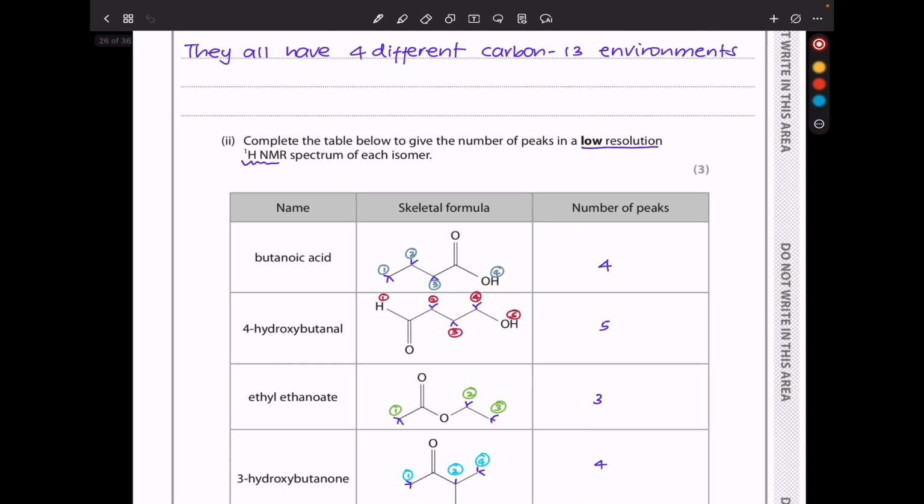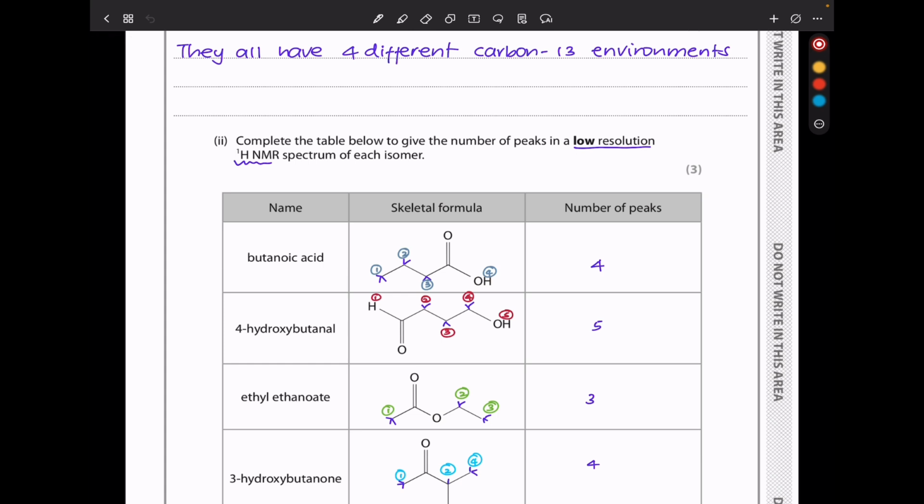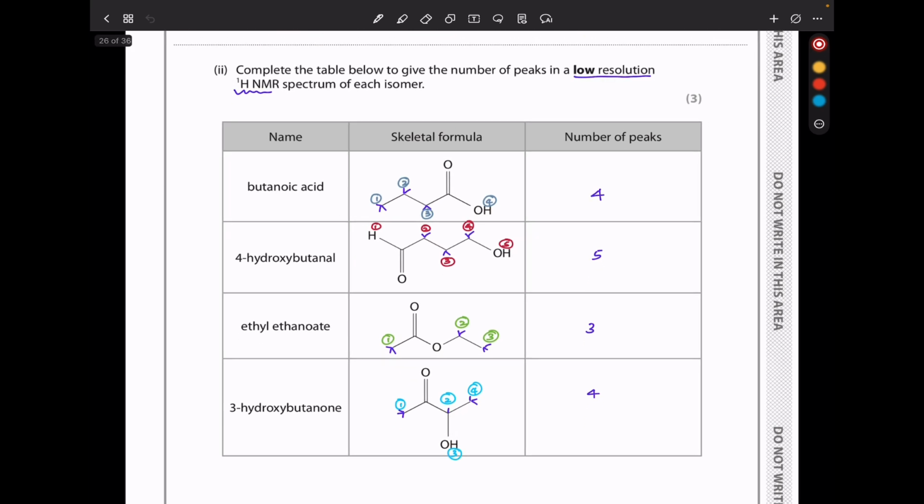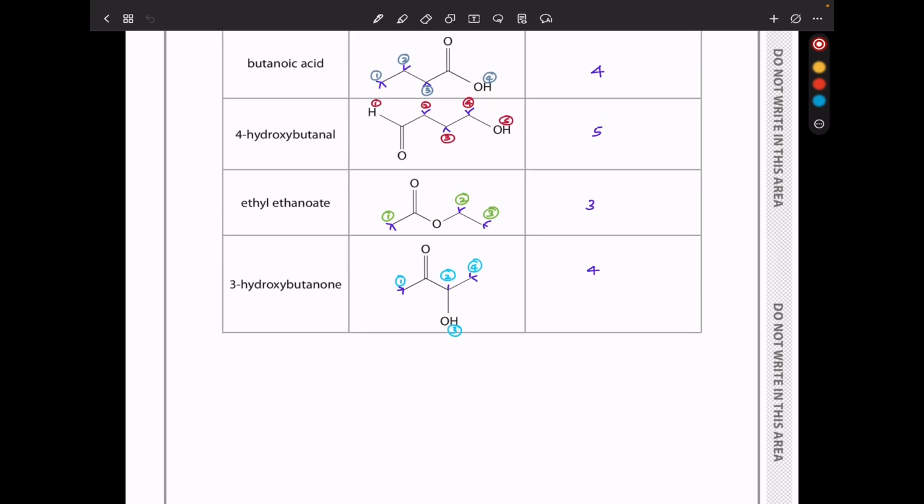And next they say complete the table below to give the number of peaks in a low resolution hydrogen NMR spectrum of each isomer. This is environment 1, 2, 3, 4, so those are 4 peaks. Here we have 1, 2, 3, 4, 5, and here 1, 2, 3, here 1, 2, 3, and 4. So these are going to be 4 environments.